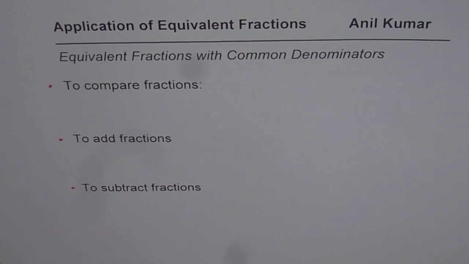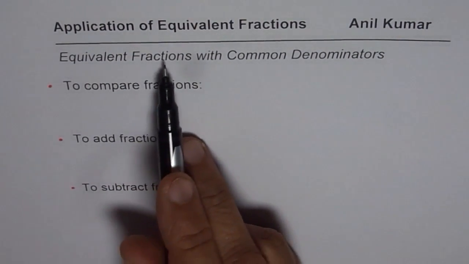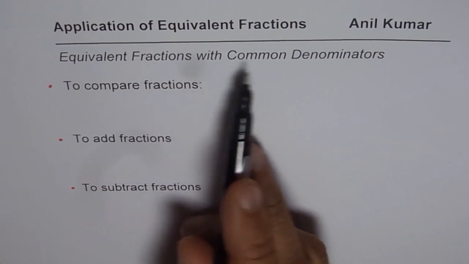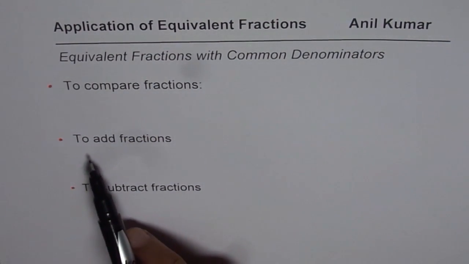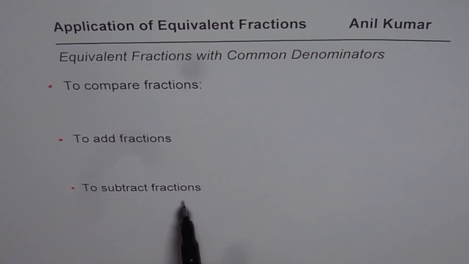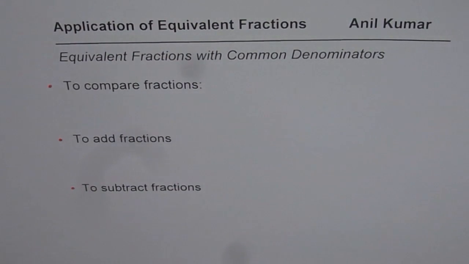There are three cases. The first is whenever you want to compare fractions, you need to write fractions with common denominator. Those are equivalent fractions with common denominator. Whenever you want to add fractions or subtract fractions, even then you have to write them with common denominator. So we call them equivalent fractions with common denominator. So most of the time you are working with equivalent fractions with common denominator. Let's take up some examples.